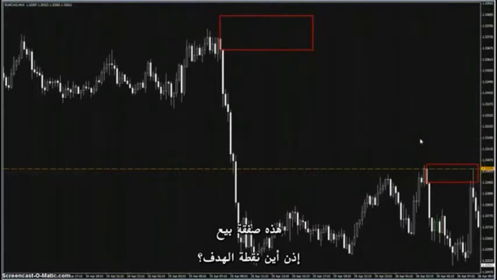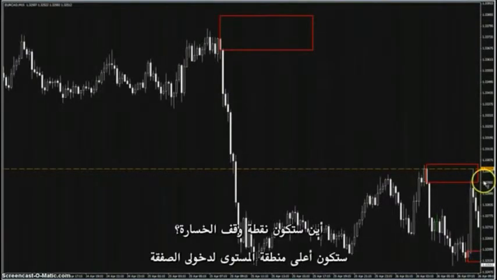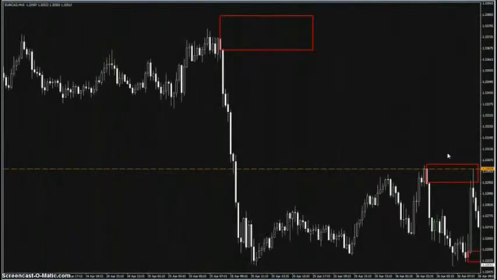Now, where would my target be? Well, where's the demand level right now? The demand level right now formed right here, right? We got a pretty significant move off this level right here. So my target right now is right here. Now where's my stop? My stop for these trades is always right above or below the level I'm using to take the trade off of. So my stop in this case would be right above this red line here.